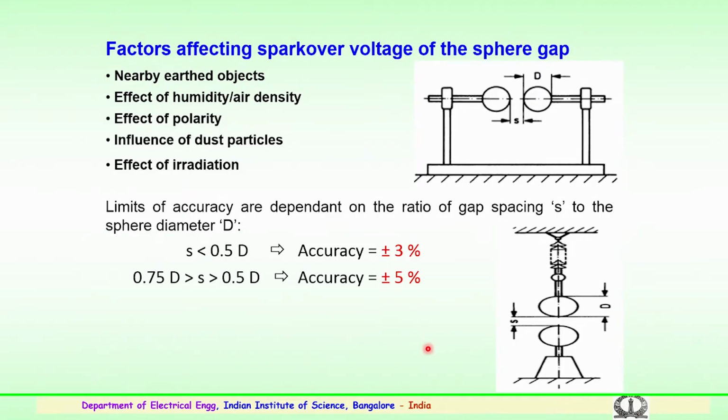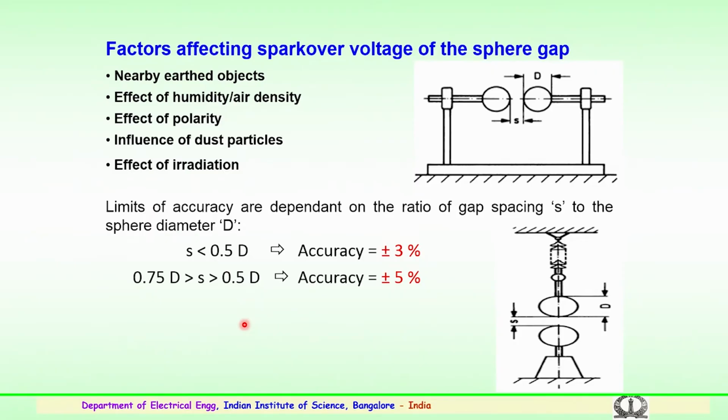So, what are the factors which could affect the proper measurement of the spark over voltage using the sphere gap assembly? Again, this has been represented here for the horizontal assembly. D is the diameter of the sphere, S is the distance between the two spheres used for measurement. Similarly, for the vertical arrangement, D is the diameter, S is the distance between the spheres. The factors which could affect the spark over voltage of the sphere gap assembly are the nearby earthed objects.